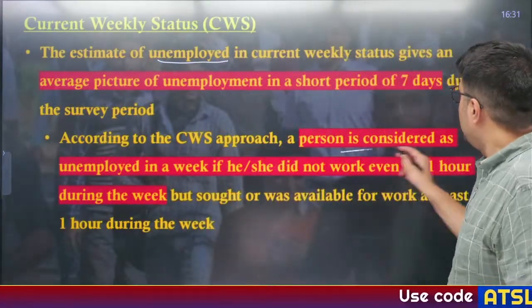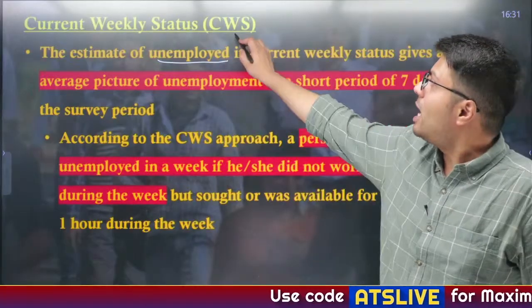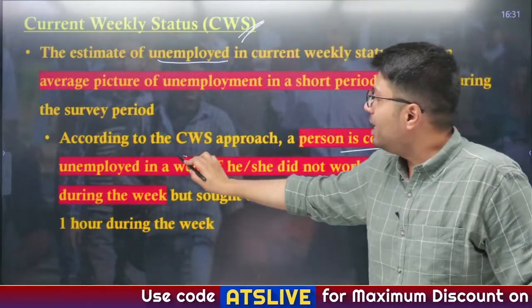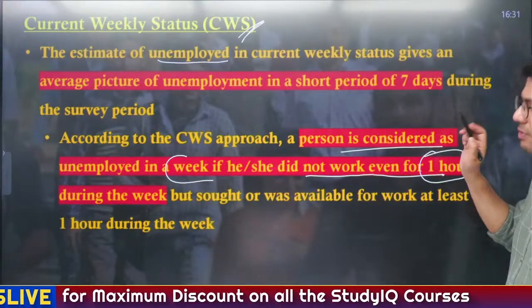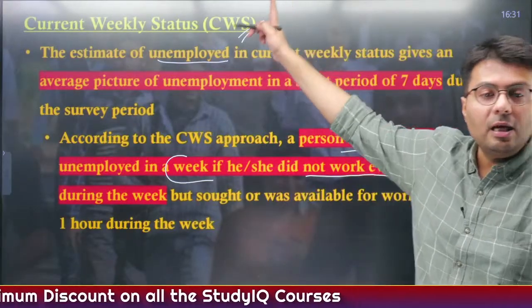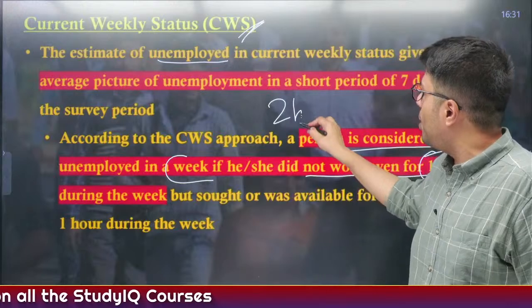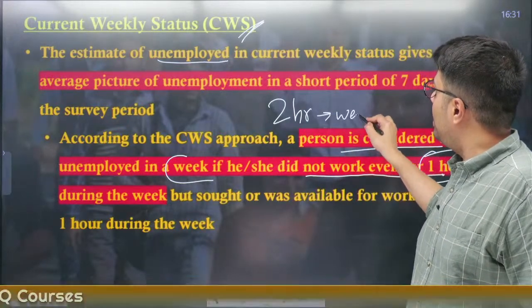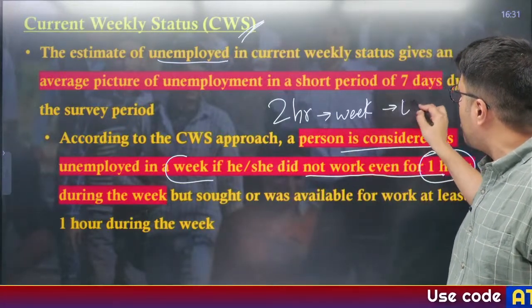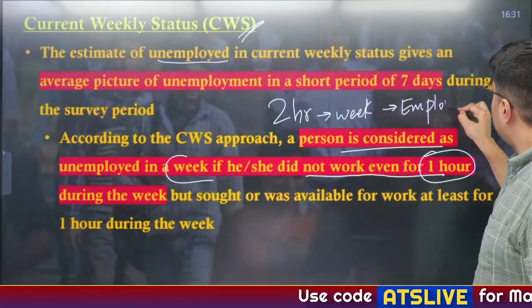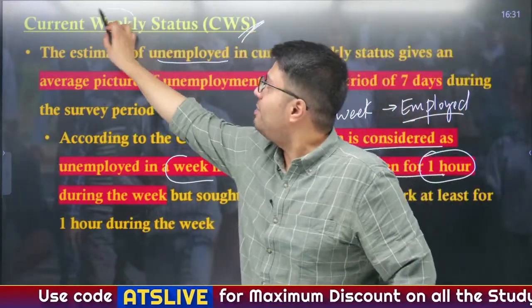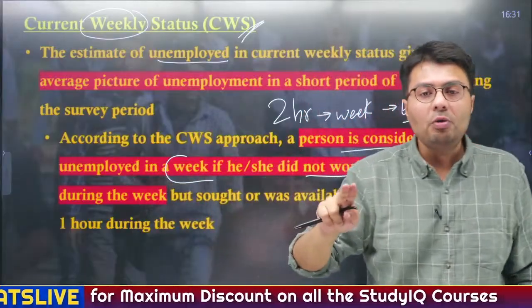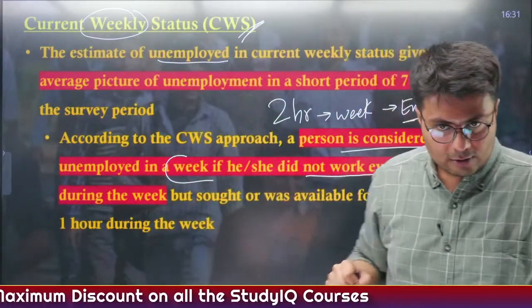So a person is considered unemployed under the current weekly status if in the last week he or she was not able to find work for even 1 hour. If that person works for 2 hours in a particular week, will he be employed or unemployed? He will be called employed. Understood? So this is current weekly status, and the word weekly means the question will be asked to you: what were you doing in the last week, right?